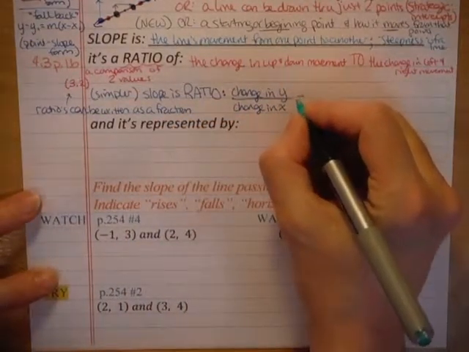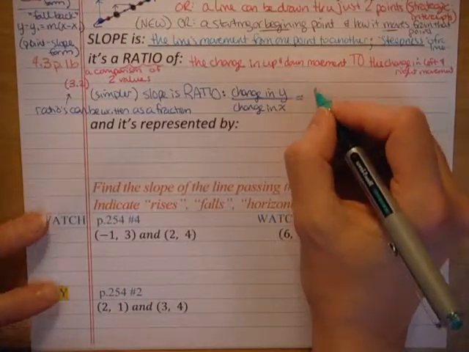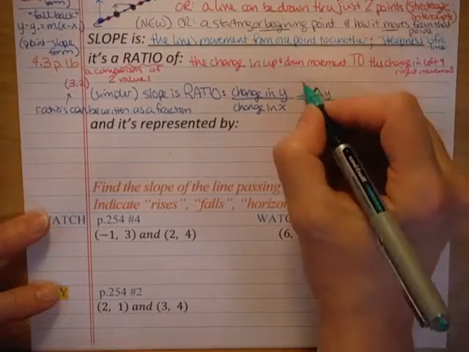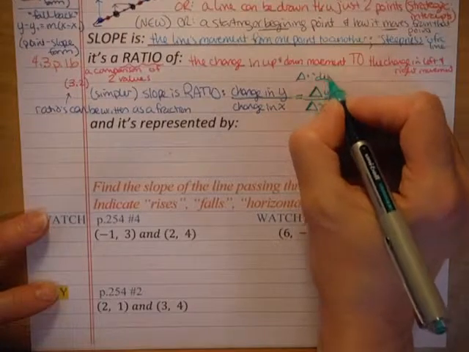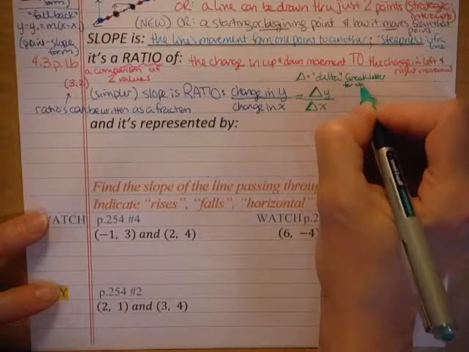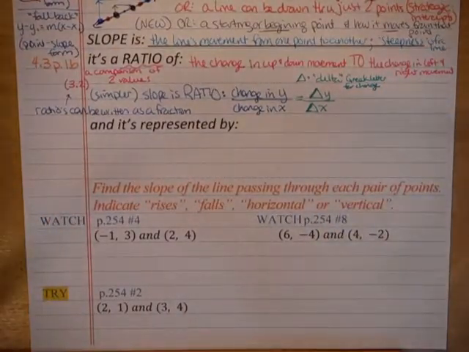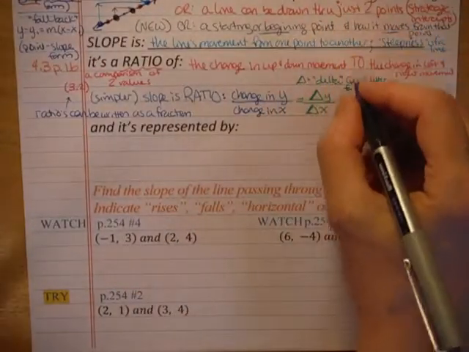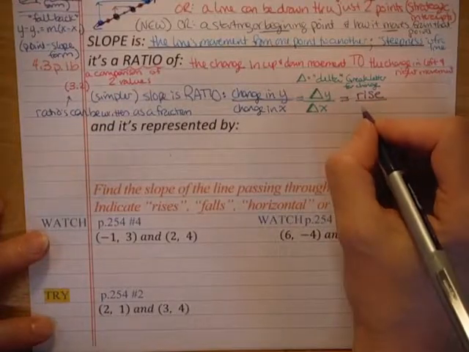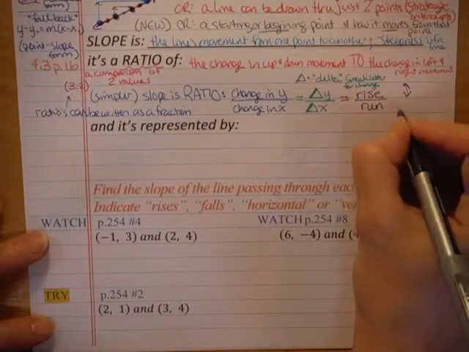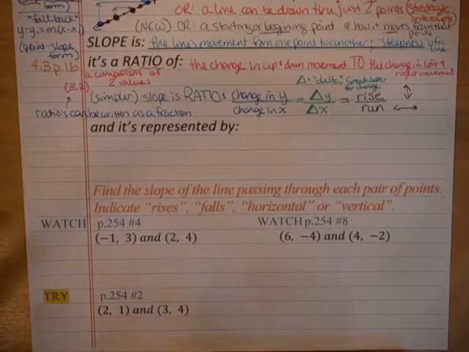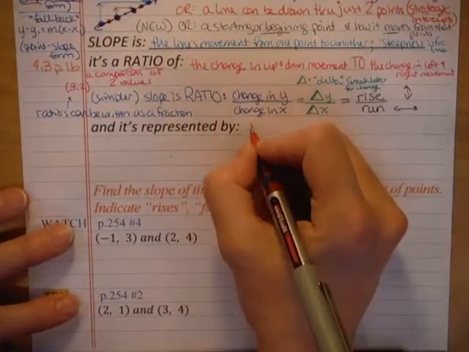You can represent this a couple different ways. You might see it or hear about it as delta y over delta x, where the triangle is the Greek letter delta, and it means change. So it's change in y over change in x. Even more simple, which is what we'll refer to it often, is it's the rise of the line compared to the run of the line. It's your up and down movement compared to your left to right movement as you go from one point to the other. And it's represented in algebra by the letter M.